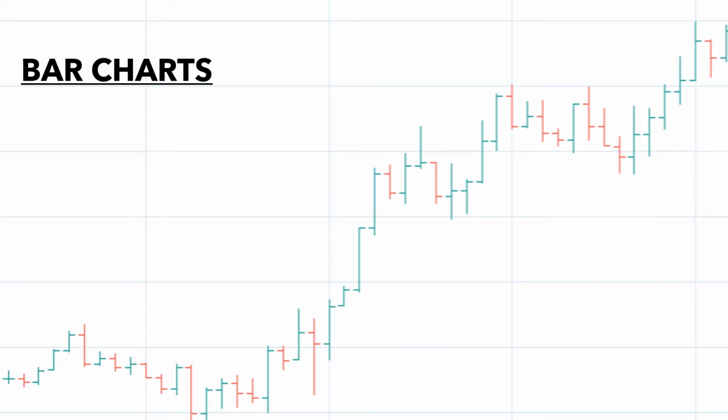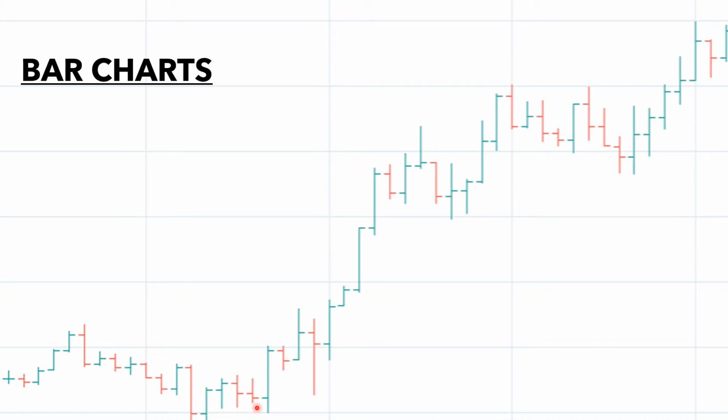The first type of chart we'll be looking at is the bar chart, and what the bar chart shows you is the price action within a given period of time. So let's look at this bar for example. What this shows you is the price action within 5 minutes, as this is a 5-minute chart.